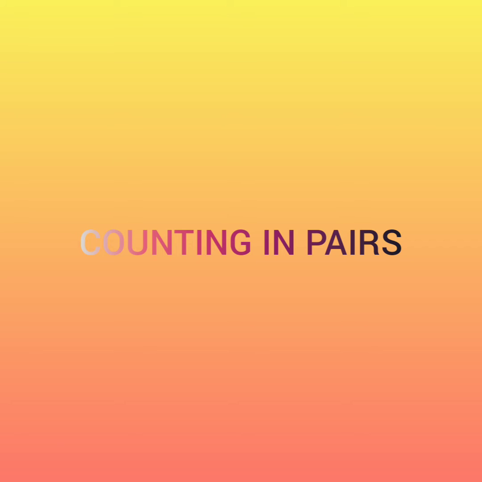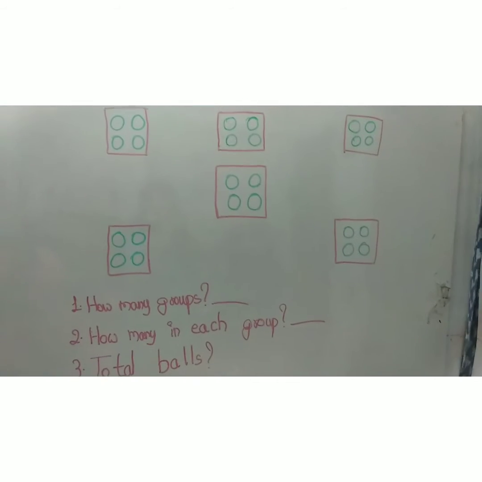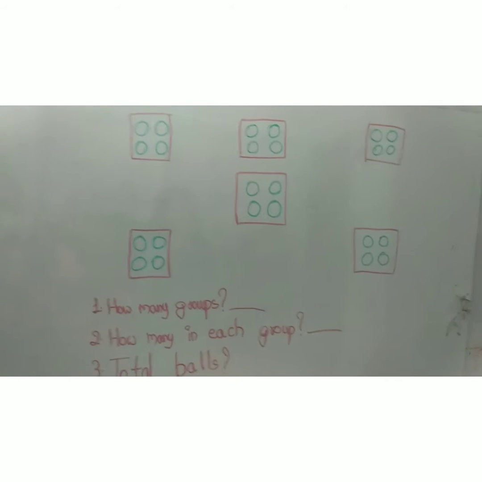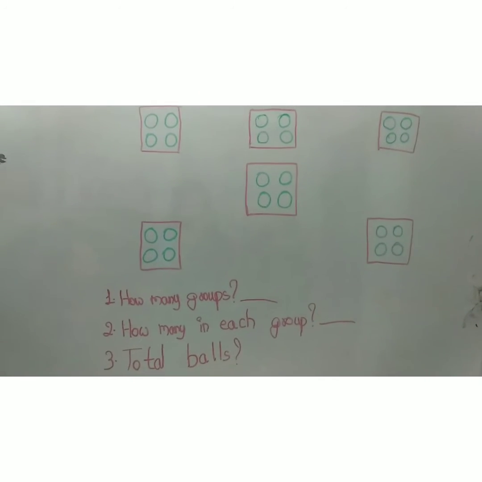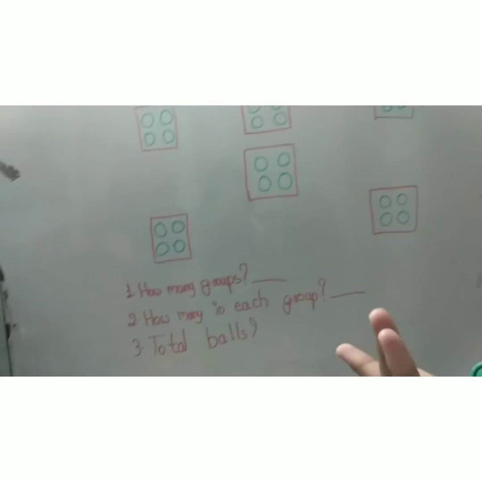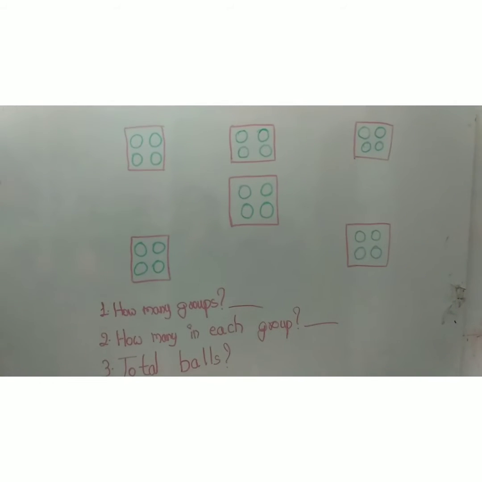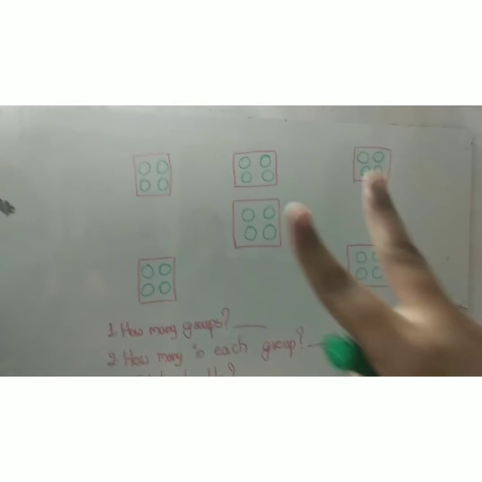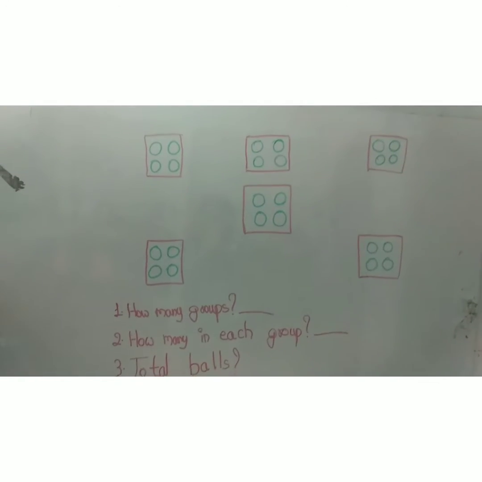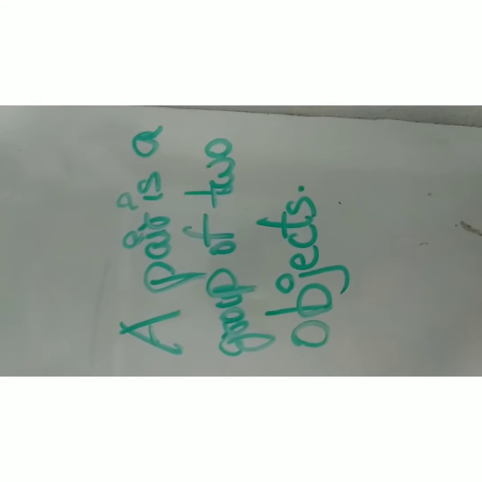Counting in pairs. Students, now we are going to learn how to count objects in pairs. What is a pair? A pair is a group of two objects.